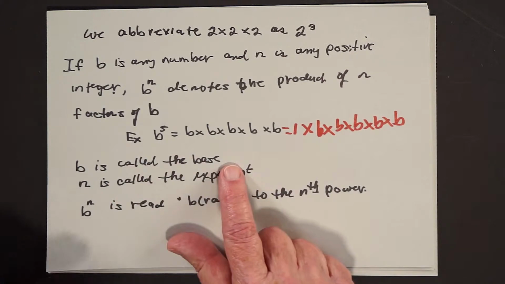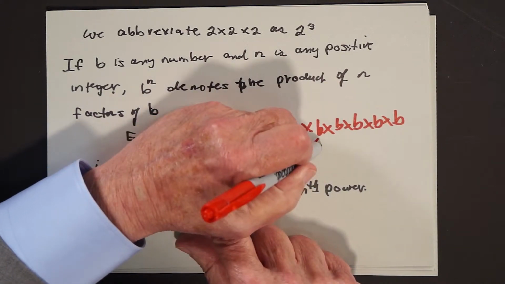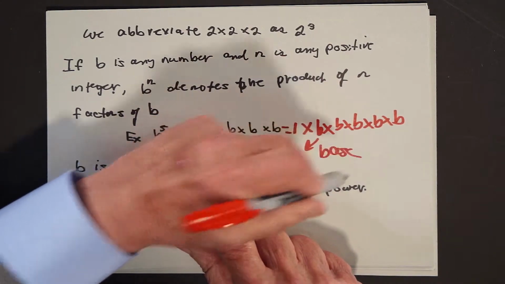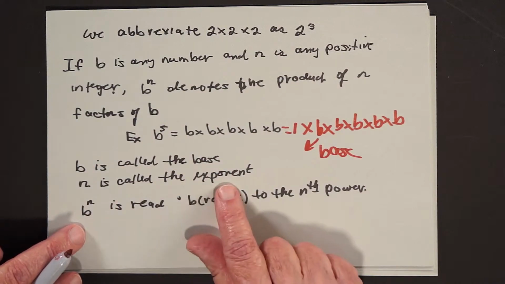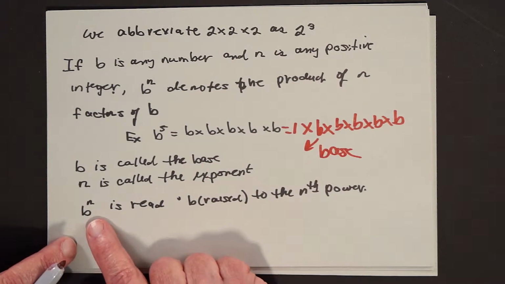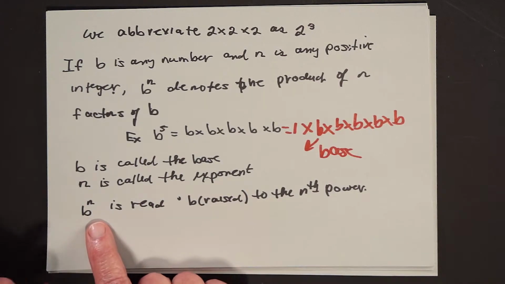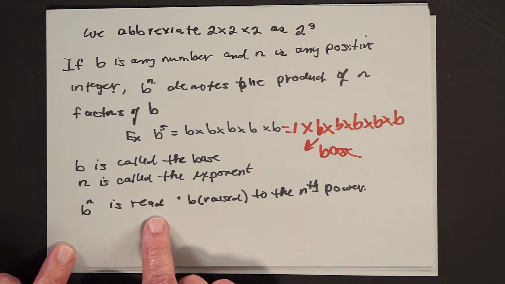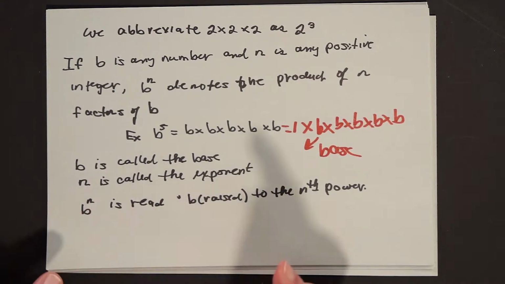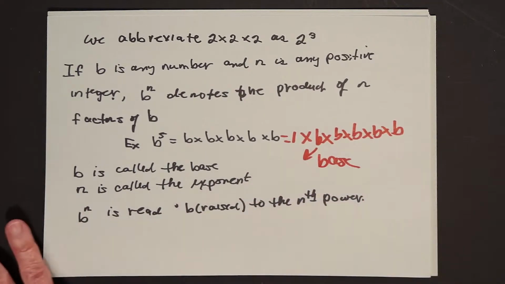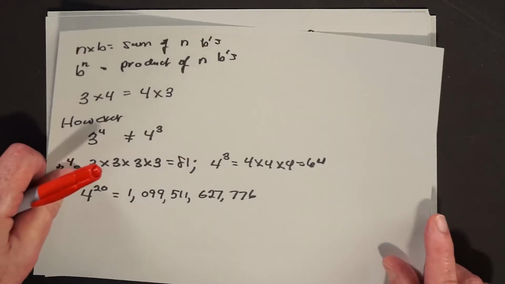B is called the base. Maybe that's why I picked b for base. And n is called the exponent. This is read as b raised to the nth power, or b to the nth, just for short. Okay? And let me show you what tends to happen here.